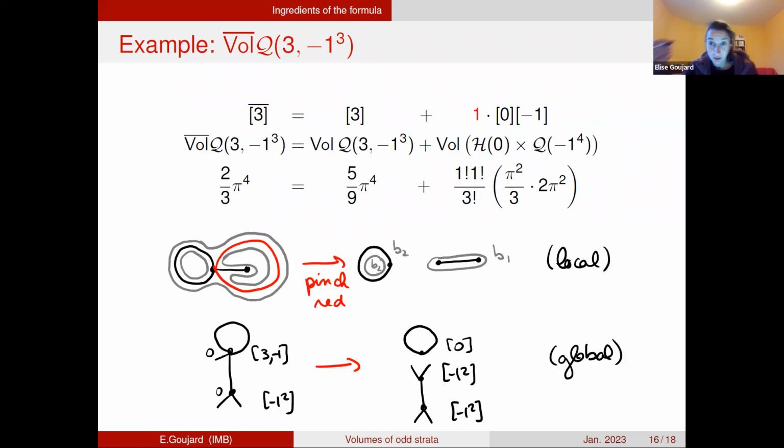Okay, so now the explanation that makes sense now that I presented the proof. So we computed the volume of 3 minus 1 to the 3. At some point, you see this stable graph. This stable graph encodes surfaces with 2 cylinders. Okay, maybe I think I should maybe do this picture again.